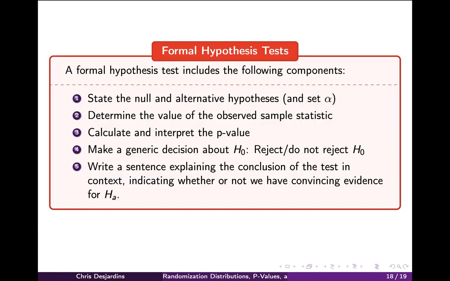Putting everything together we've learned so far, we arrive at formal hypothesis testing. Formal hypothesis testing involves stating a null and alternative hypothesis, setting the significance level, alpha, calculating the sample statistic of interest, calculating a p-value with a randomization distribution, interpreting that p-value, making a decision about the null hypothesis, and writing a conclusion of the test in the context of the research question.